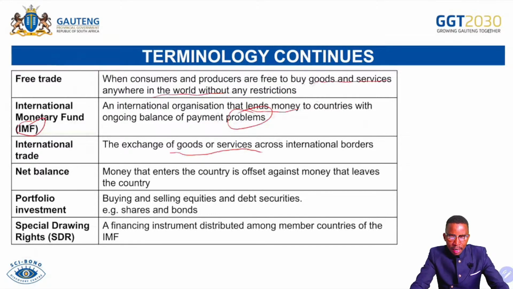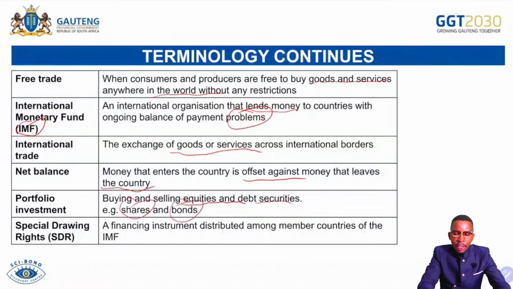Net balance, money that enters the country is offset against the money that leaves the country. So we call this the net balance. We compare the money flowing in and the money flowing out. That gives us the net balance. And then we continue. Portfolio investment. This is all about buying and selling of equities and debt securities. So the sale of shares or government bonds is part of portfolio investment.